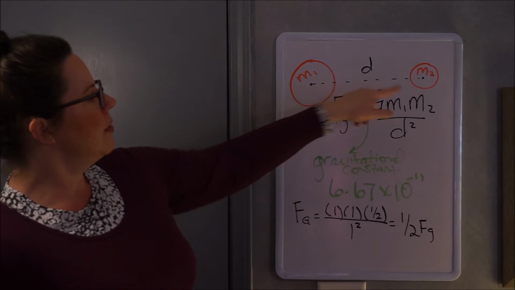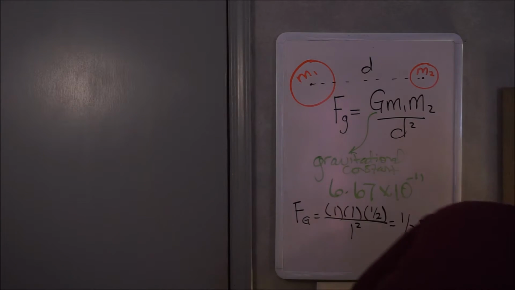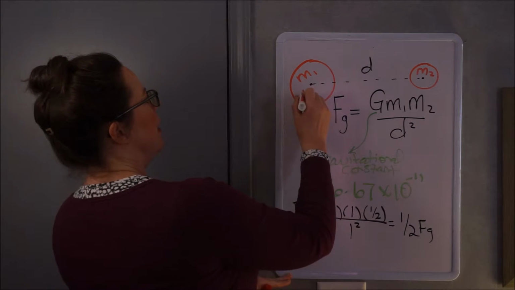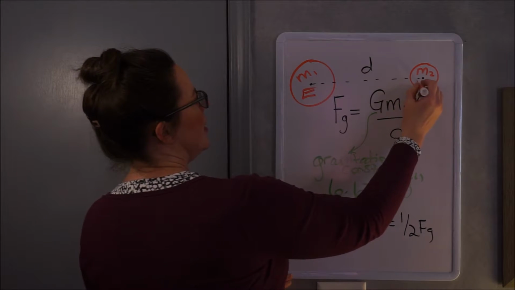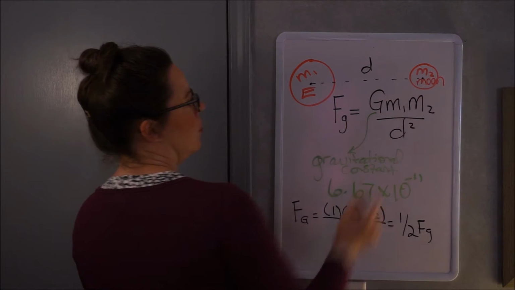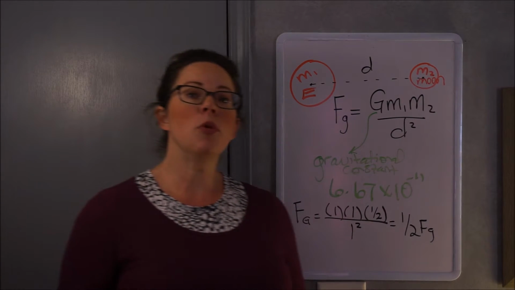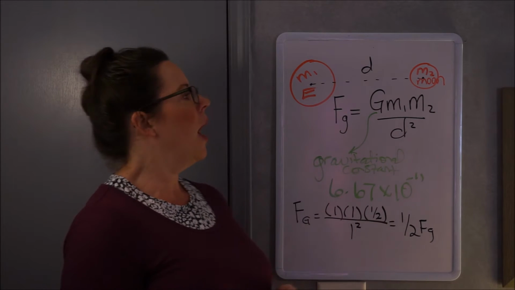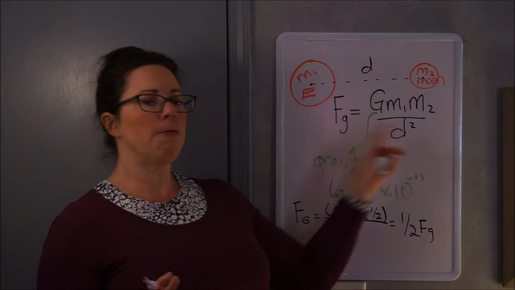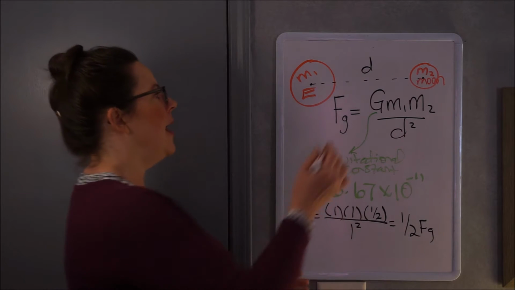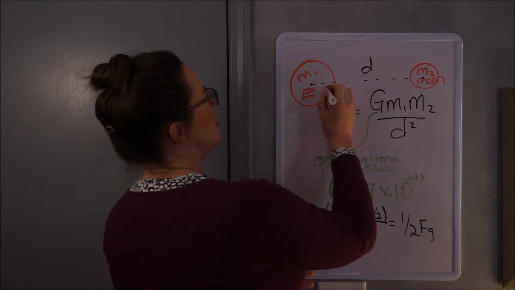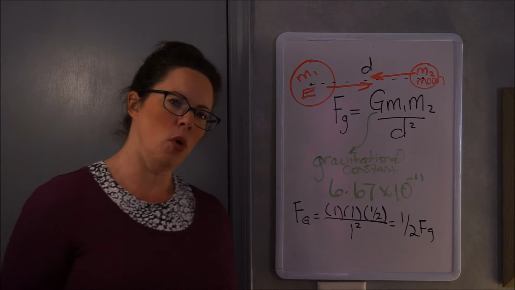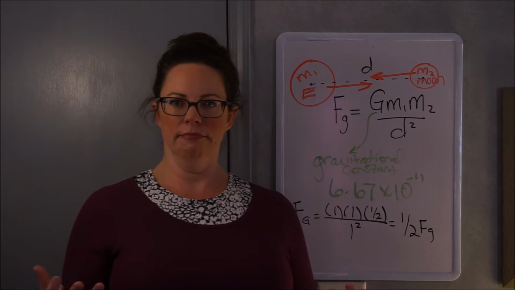Let's talk about this force between these two objects that have a different mass. Let's pretend that this is the Earth and this is the Moon. The Earth is more massive than the Moon. They're really far apart. But do they have a different force on each other? Can the Earth, because it's more massive, pull harder on the Moon than the Moon can pull on the Earth? Or are they the same?